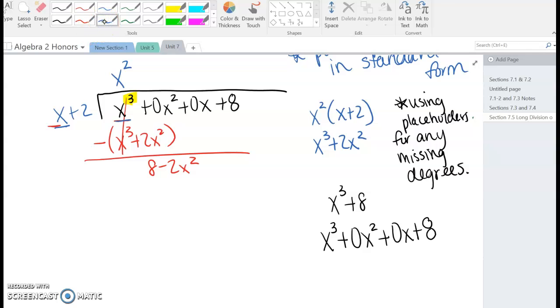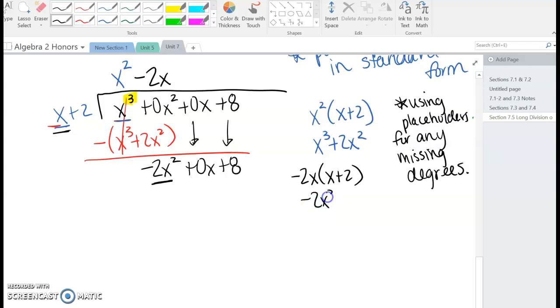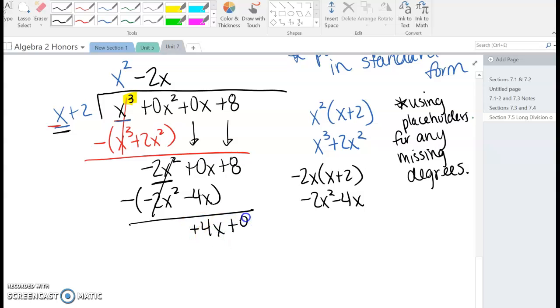And now when I do this subtraction, it makes it a little bit easier. So it becomes 0x squared minus 2x squared is negative 2x squared. And then I can bring down the 0x and bring down the 8. And then I can keep the process going. It'll go a little smoother from here on out. So x fits into negative 2x squared, negative 2x times. I'm going to do my little side work over here. Negative 2x times x plus 2 is negative 2x squared minus 4x. I want to subtract that quantity, negative 2x squared minus 4x. So that'll give me 0. 0 minus negative 4x is positive 4x plus 8.